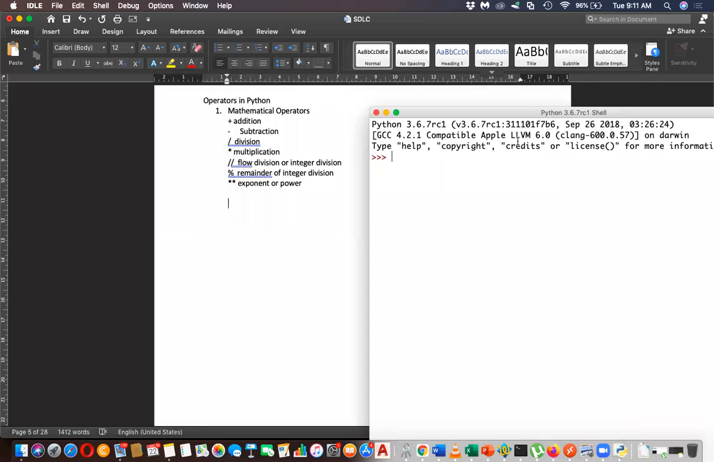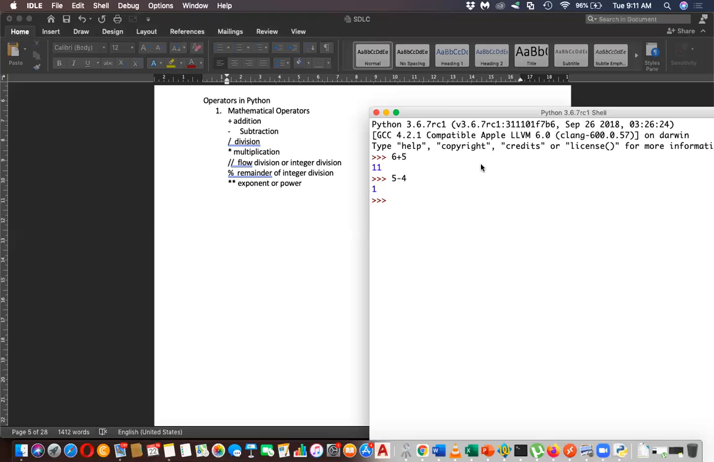We can test it in the shell itself. No need to have a new file. The shell itself supports these operators, because it's one statement simply. So you can write like this, 6 plus 5, it's 11. Then if it is 6 minus 5 or 5 minus 4, it is subtraction. If it is 5 divided by 3, it's a division, which gives you the decimal value. And if it is 5 into 3, it multiplies and gives you the value.